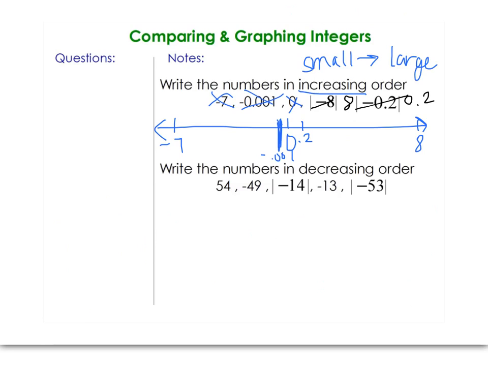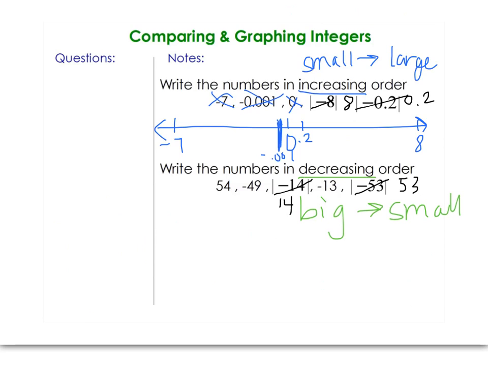Well, this one says write the numbers in decreasing order. If increasing is small to big, decreasing is what? Big to small. So before I do anything, let's fix these absolute values. Let's take care of them. The absolute value of negative 14 is positive 14. The absolute value of negative 53 is positive 53.